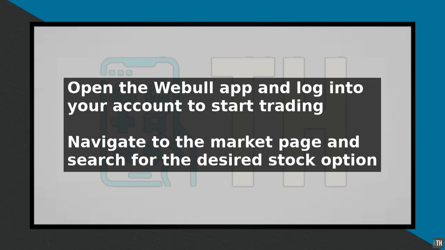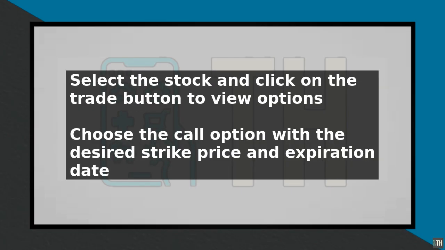So if you buy one contract, you have the right to buy 100 shares of the stock at the strike price. Once you have selected the call option and determined the number of contracts you want to buy, click on the buy button to execute the trade. The premium will be deducted from your account balance and the call option will be added to your portfolio.